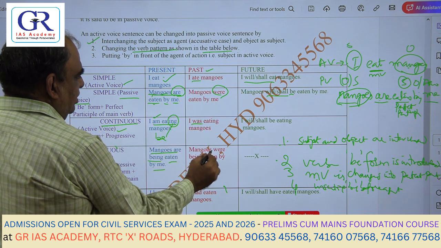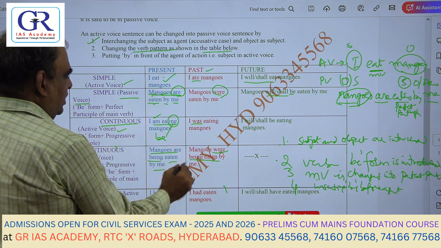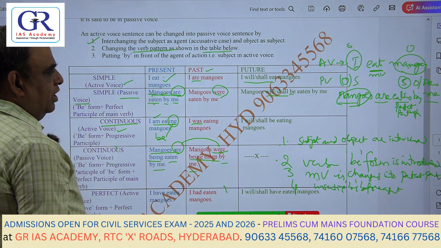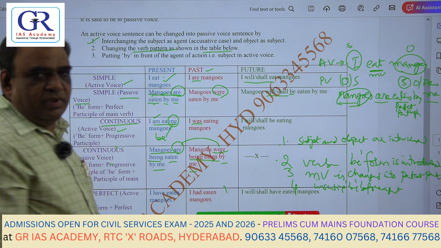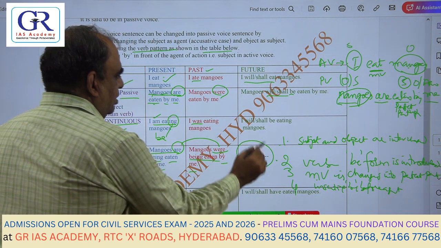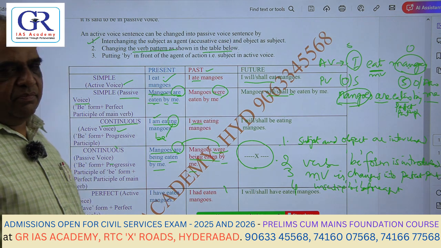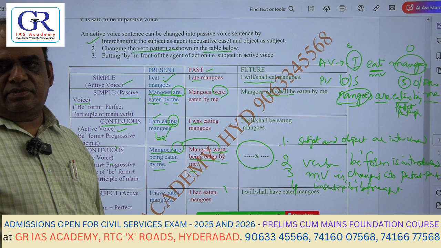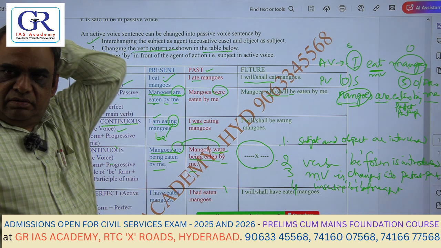Next, same thing I am converting it into past tense. So I was eating, mangoes were being eaten by me, same. Simply are will become were. Remember, there is no passive voice in the future continuous tense. No passive voice. Okay?